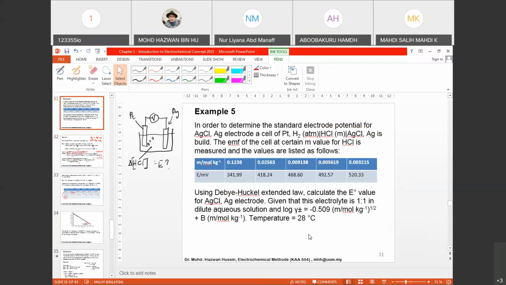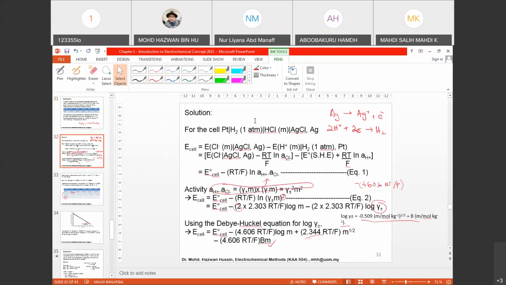I give you the simplified Debye-Huckel equation, which equals log gamma plus minus equals minus 0.509 m to the power of half, plus Bm. So this is the Debye-Huckel representation. As I told you, since you have rearranged your reaction into a Nernst representation considering the activity, and as I said, activity can be related with activity coefficient. This is the representation.